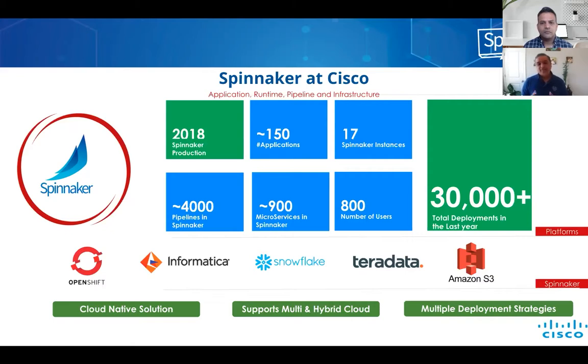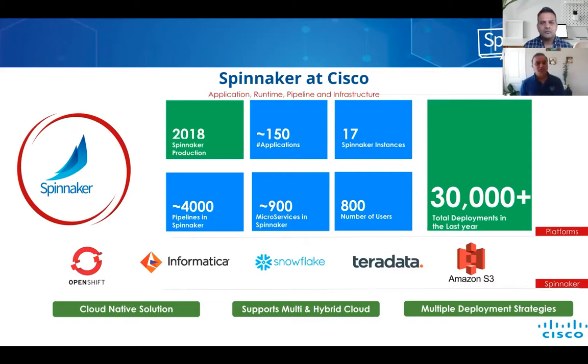Currently, the platform that the application teams are mainly deploying to is OpenShift, that is our internal cloud. But the application teams also leverage Spinnaker to do their deployments to other platforms like Informatica, Teradata, S3, or Snowflake, which we're going to talk about today.